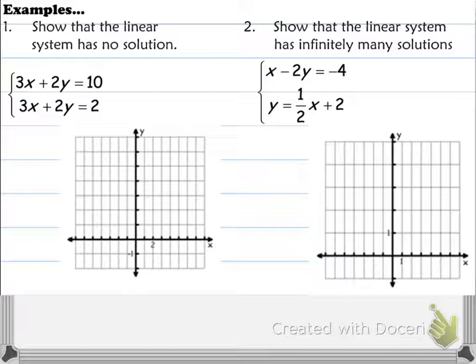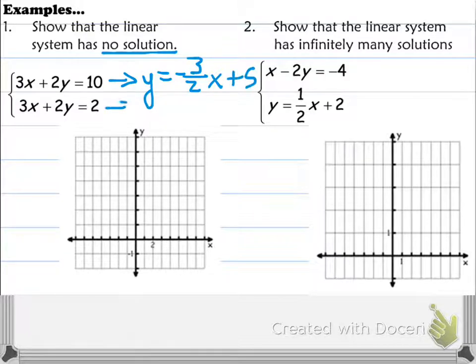I want to graph both of the lines in the system and see if they have one solution or potentially some other case. This first example tells me that I should have no solution, and we'll see why that is. So what I'm going to do is rewrite both of these equations in slope-intercept form. So you guys can go ahead and do that. But I'm going to solve for y on my top one. If I go ahead and do that, I get y equals, I'm going to subtract the 3x to the other side and then divide by 2. So negative 3 over 2x, and then that 10 divided by 2 will be a plus 5.